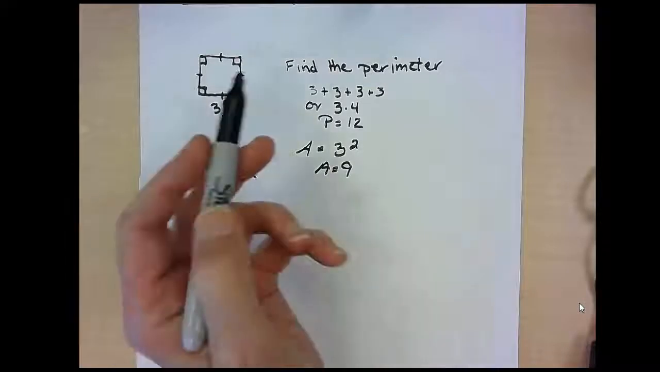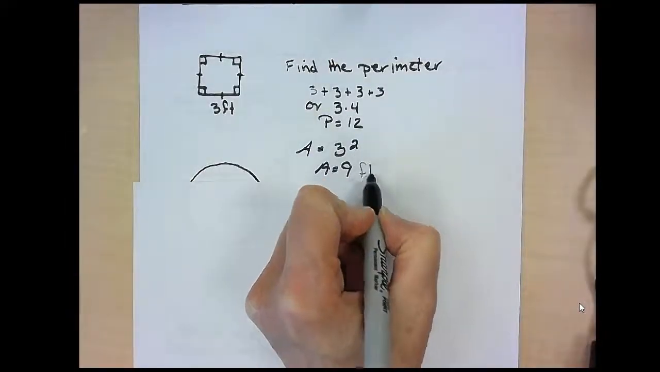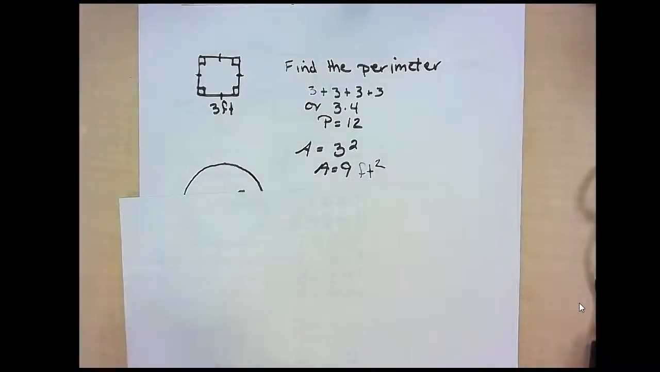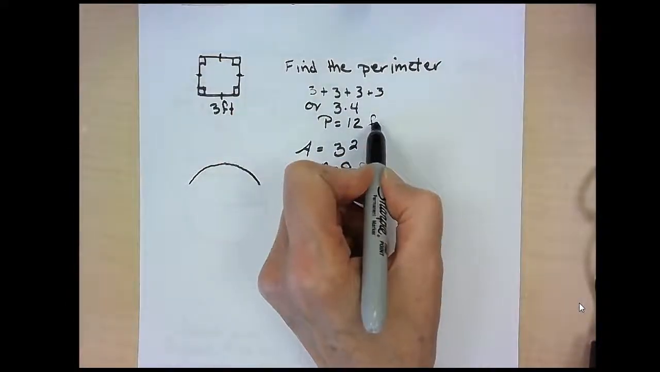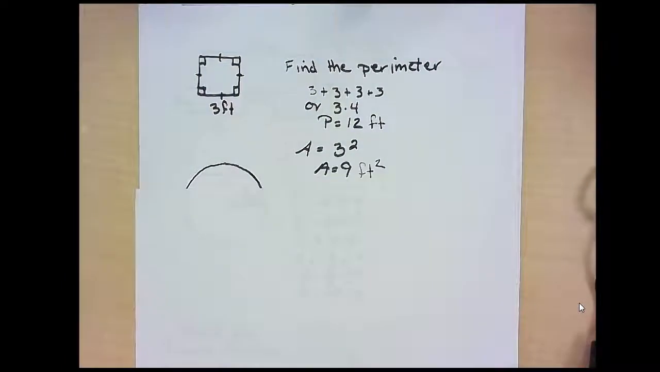Whatever units you have are going to be squared also, so that would be feet squared. With perimeter, because you're adding them, it would just stay feet. Area is always a square unit.